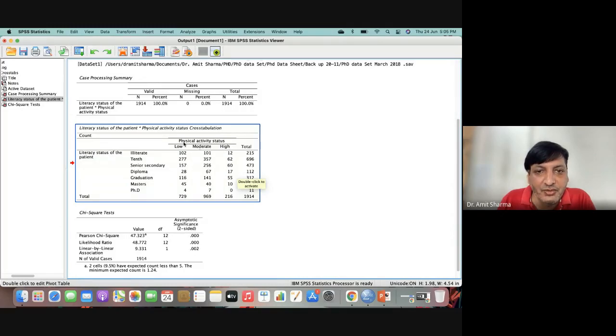So the persons who are doing very low physical activity and are PhD, they were 4. So you can find out that PhD persons are not doing high physical activity, they are 0.